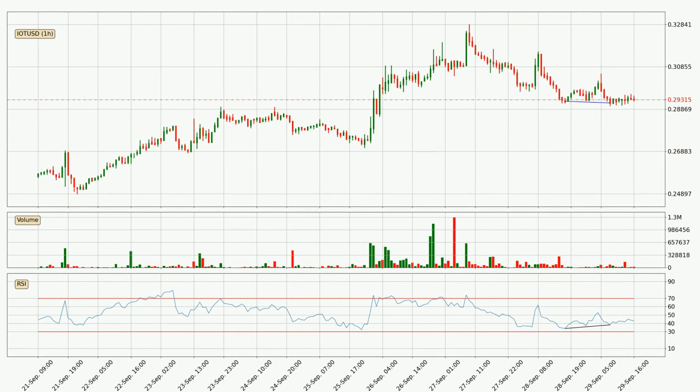Looking for divergence in the hourly time frame, there is a bullish divergence, which means we can expect the price going up or at least to remain stable for some time.